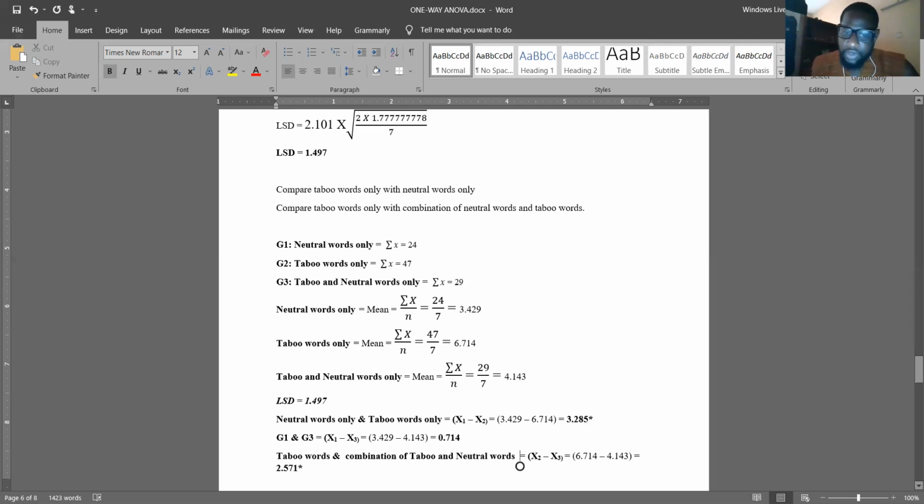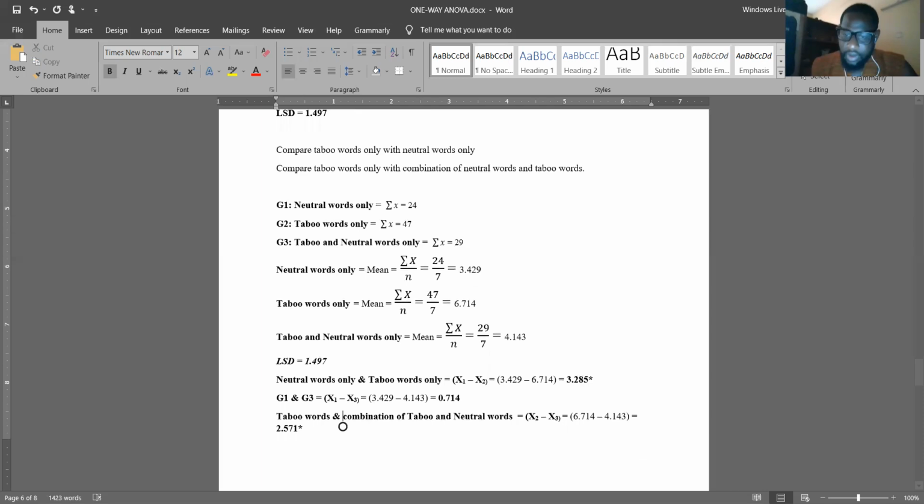Okay, so when you check, you will see that for taboo words only, we had the mean to be 6.714, and that's what is here. And those in combination of taboo and neutral, we had the mean value to be 4.143. And when you subtract, you're supposed to get a value of 2.571.